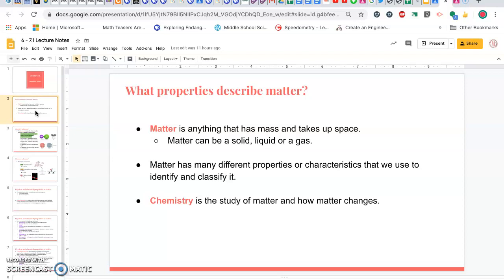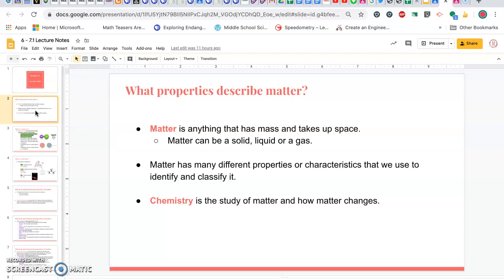And we oftentimes think of matter as being something that you can see and feel, like a solid or a liquid, but gas is also matter. So I think many of us don't think of gas as being a matter, but gas is a matter, because gas molecules do have mass. Matter has many different properties or characteristics that we use to identify it and classify it, and we will look at some of those in this chapter.